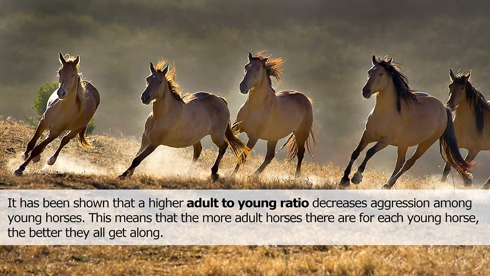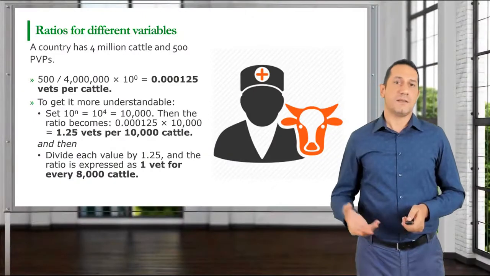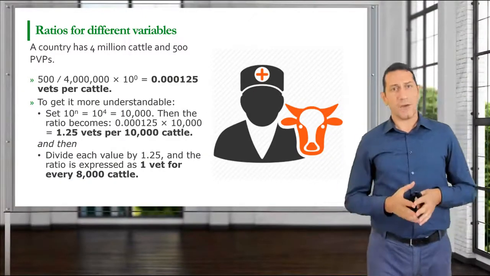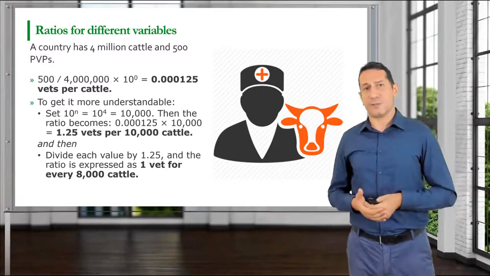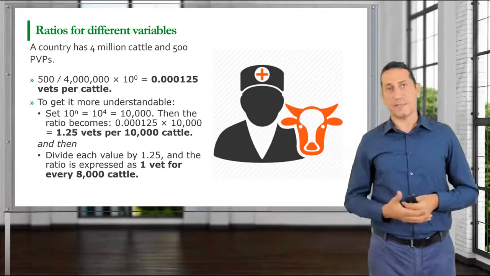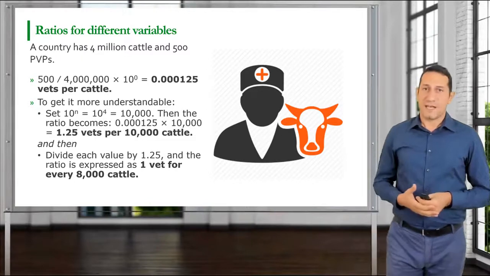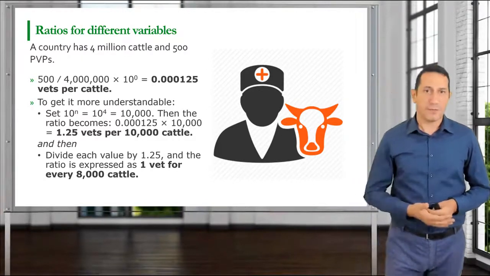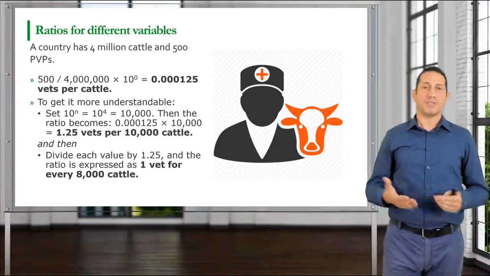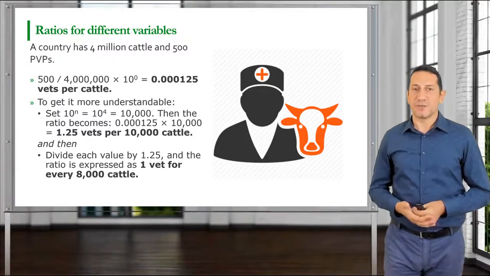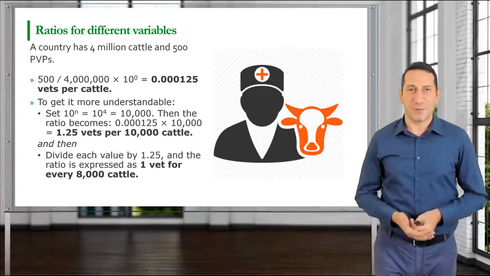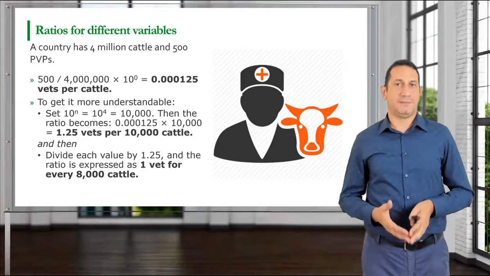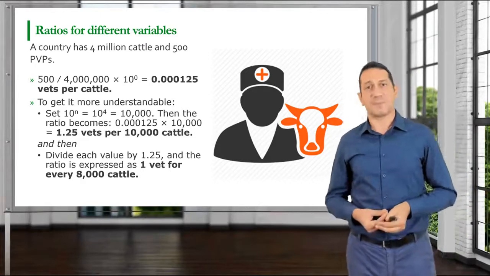If we see a ratio for two totally different variables, and we take into consideration a country which has, let's say, 4 million cattle and 500 private veterinary practitioners, and then we do the math, we could end up with a ratio which says 0.00125 vets per cattle. That's mathematics, but that's a bit difficult in expressing it.